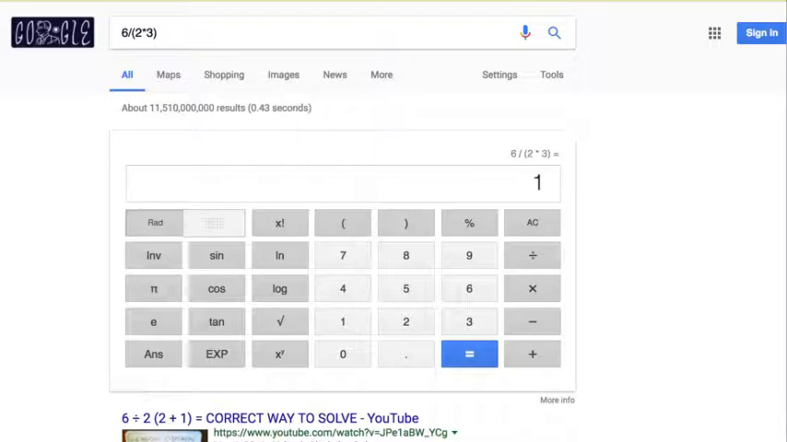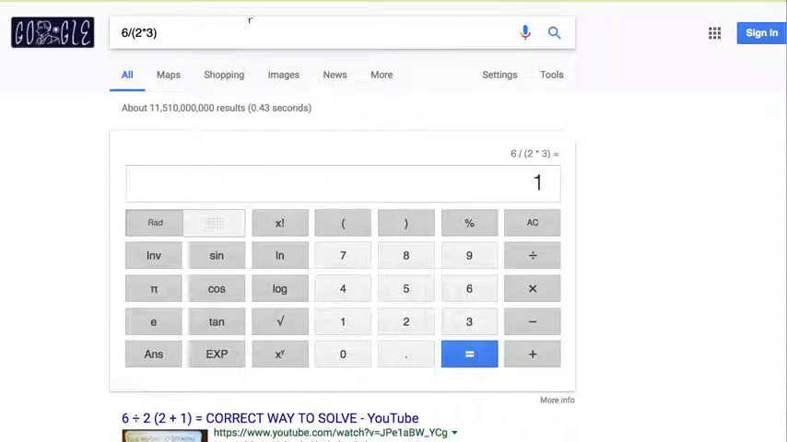You need to understand what the calculator is going to do first and make it do the thing that you want it to do. So if you intend to do essentially 6 divided by 6 in this calculation, then you need to put in those parentheses.